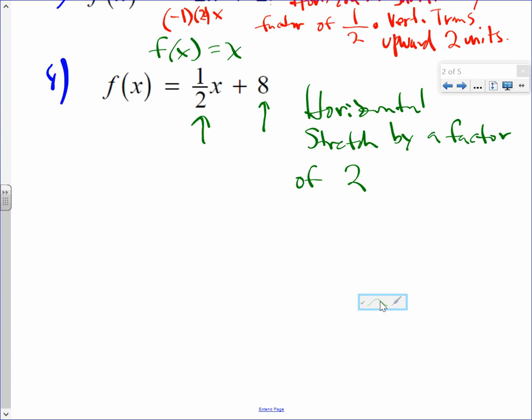All right. So we dealt with the 1/2. We got the plus 8. That's going to be a what? Vertical translation upward, 8 units.